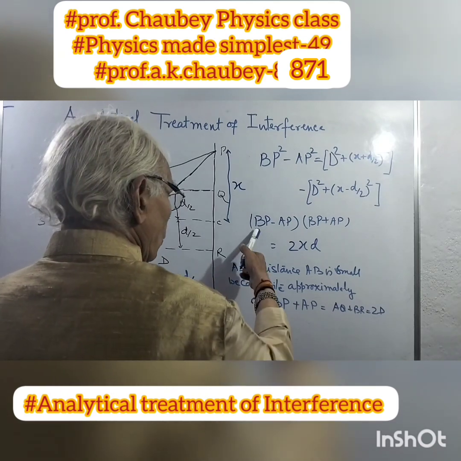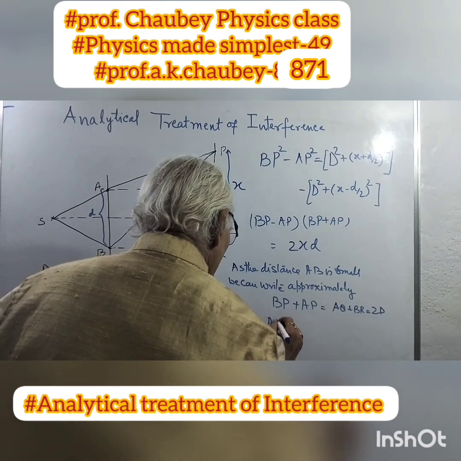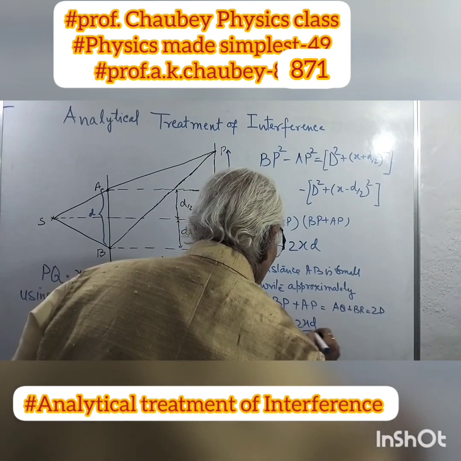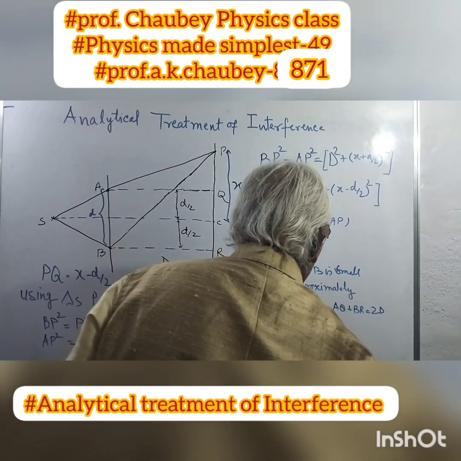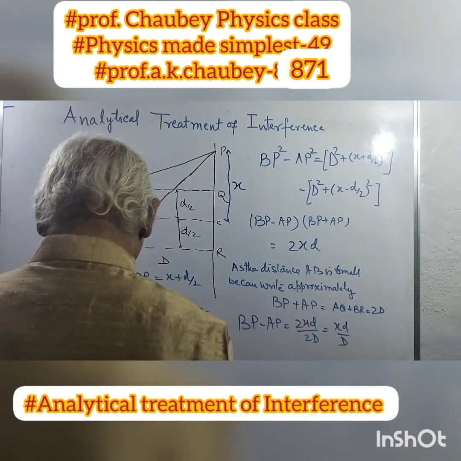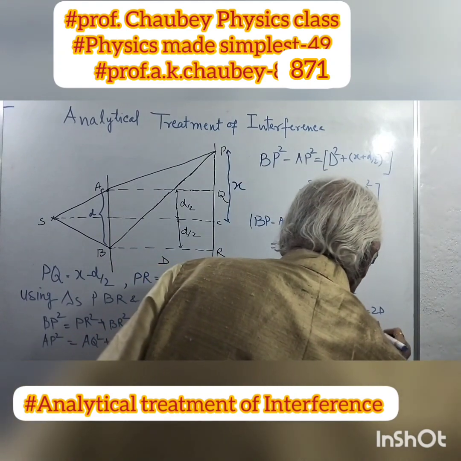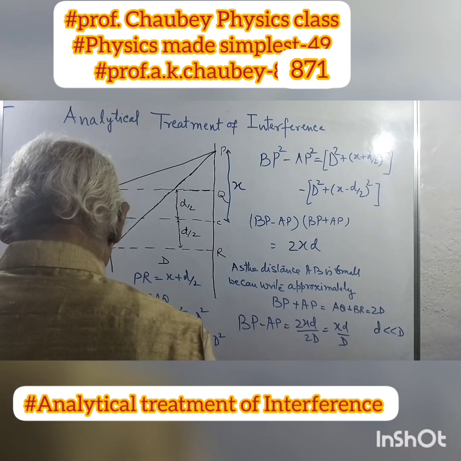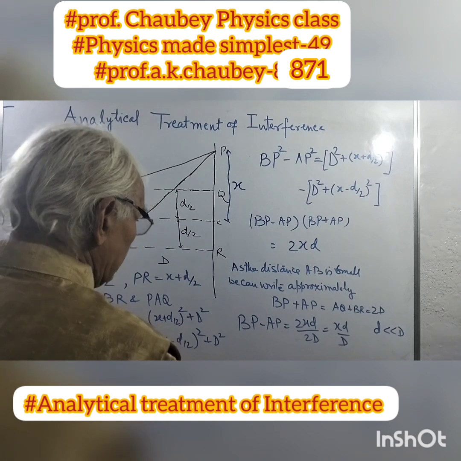So what we get? BP minus AP is equal to twice xd divided by twice of capital D, so this is xd over D. So this is for the approximation, d is much smaller than capital D. So this is now the path difference.